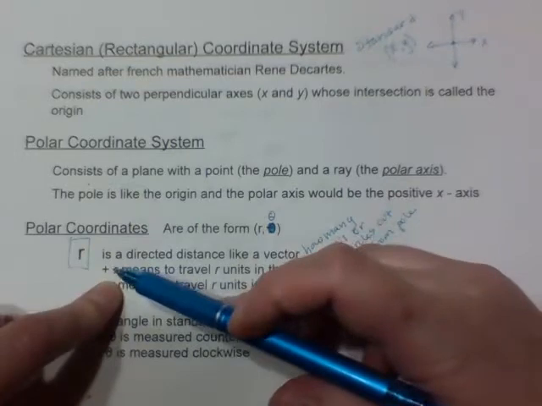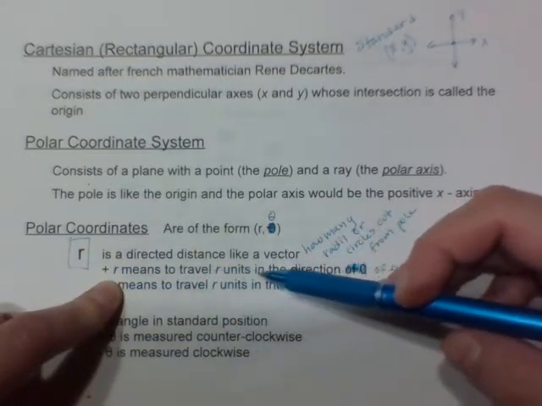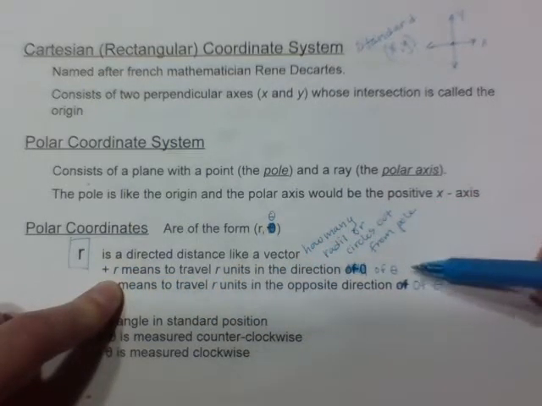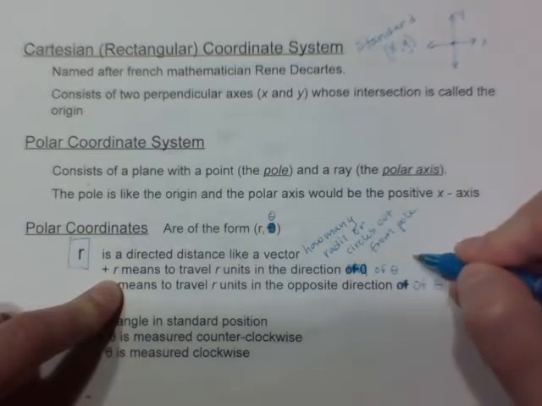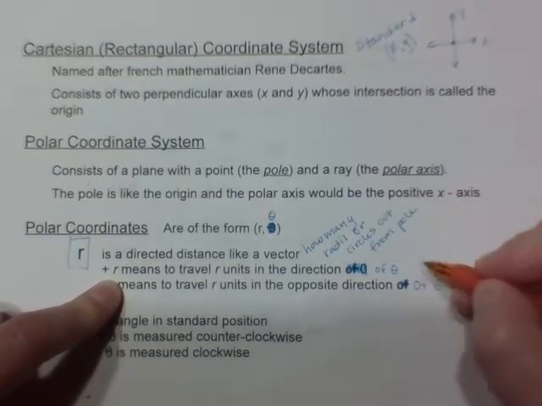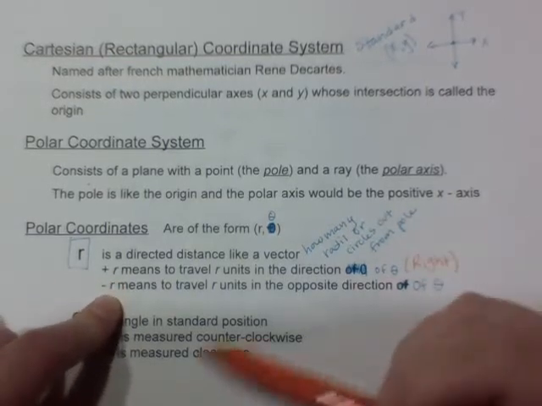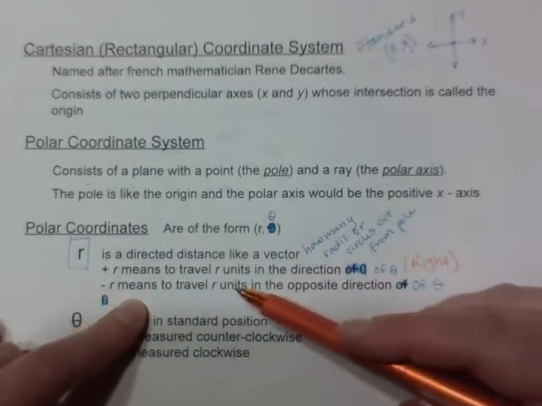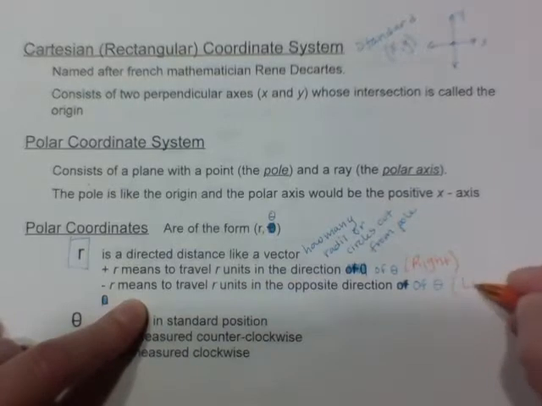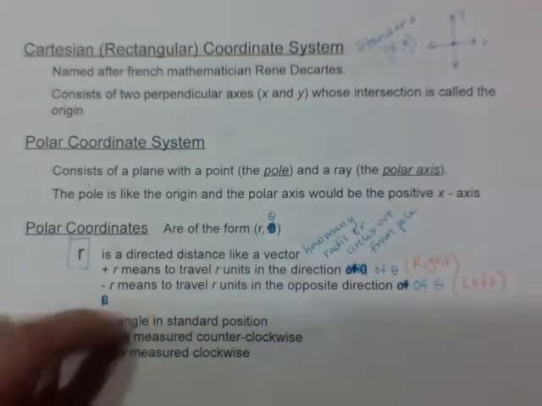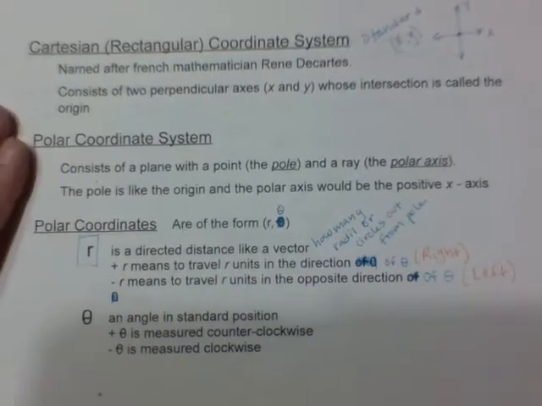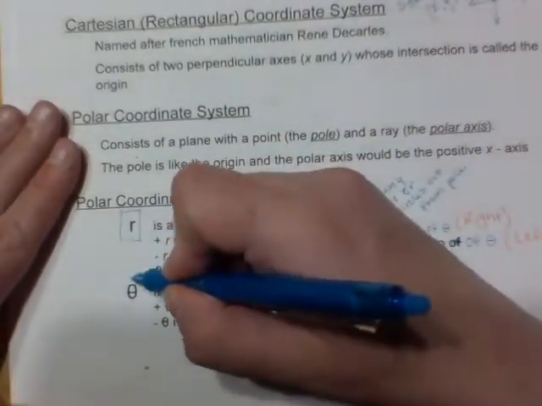It's always to the right when it's positive and to the left when negative. So a positive r means travel r units in the direction of that theta, and again, that is to the right. A negative r means that you're going to travel r units in the opposite direction, which is to the left.